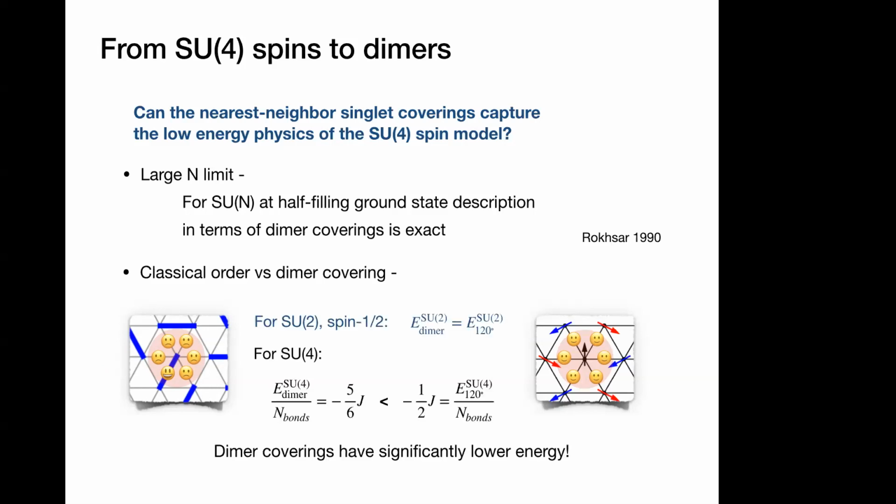And if we look at a triangular lattice and do this comparison for spin 1/2, then the 2 states actually have the same energy, so it would be hard to know which one is a better starting point. But for the case of SU(4), if you do the same comparison, we can already see that the dimer coverings have a significantly lower energy than the classical magnetically ordered state.